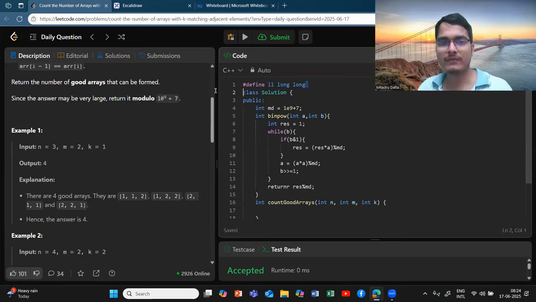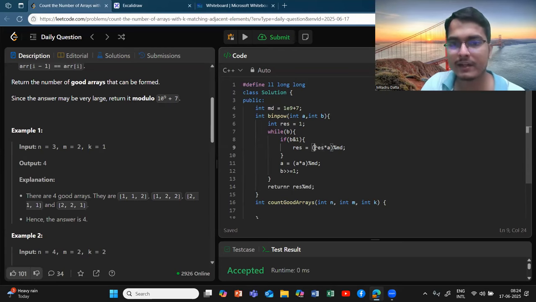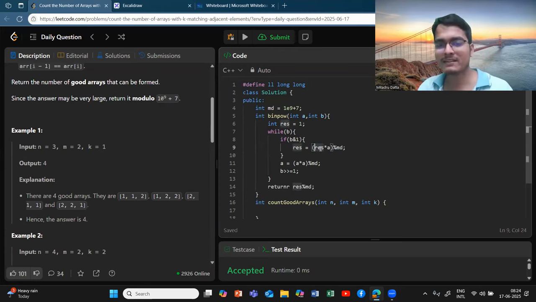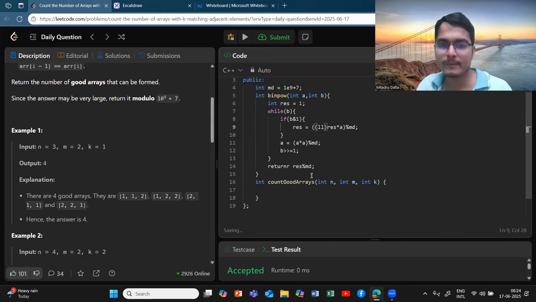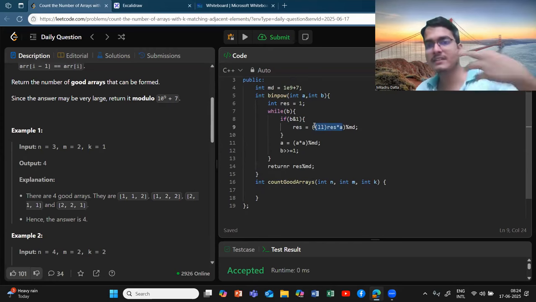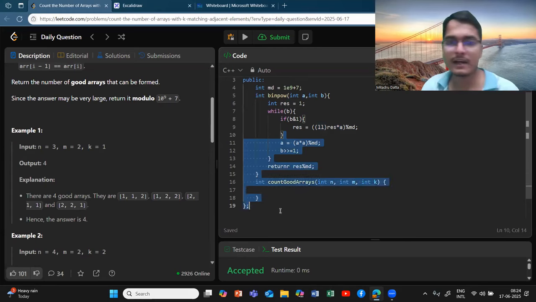I will define hash define long also. I've defined it earlier. This might exceed in some cases, so I will just ensure that it is a long, because this multiplication might exceed the integer range and might give an error, right?